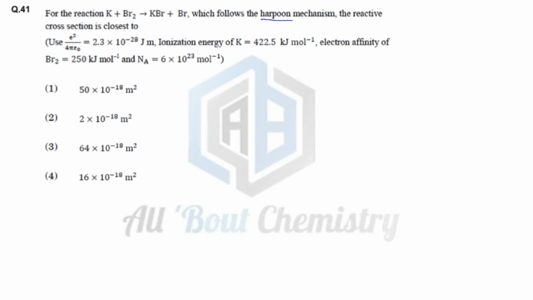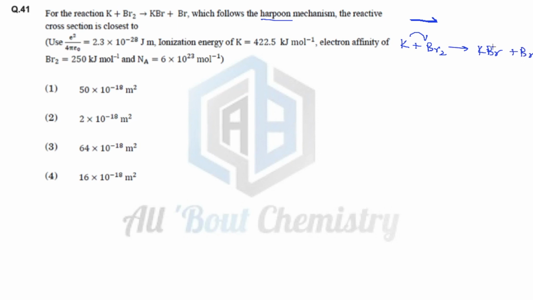Now here harpoon basically is a word which describes a pin which is used for fishing. Okay, it looks something like this. So it looks something like this. So it's kind of like the mechanism arrows which we show for free radical mechanisms, right? So this is how the harpoon looks. So basically what they are trying to say is the reaction is going something like this, that is your K is reacting with Br2 in such a way, using this harpoon mechanism, and then you are getting KBr and a Br radical. Okay, so that's what the reaction is.